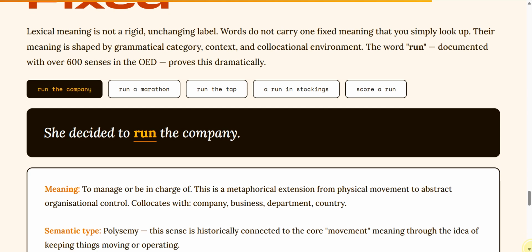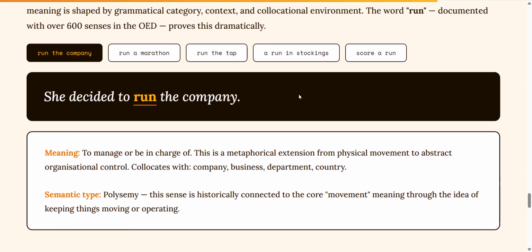So this is an example. She decided to run the company. Meaning: to manage or be in charge of. This is a metaphorical extension from physical movement to abstract organizational control. It collocates with company, business, department, country. So the semantic type is polysemy. This sense is historically connected to the core movement meaning, the idea of keeping things moving or operating. So this shows how meaning is interpreted in semantics and what semantic type it carries.